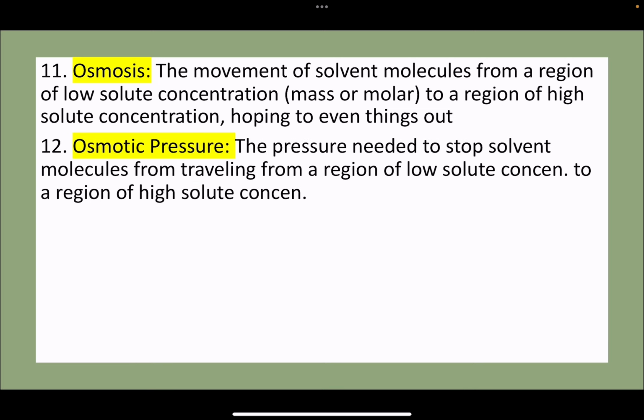Our fourth and last colligative property is osmotic pressure. The term osmosis describes the movement of solvent molecules from an area of low solute concentration to one of high solute concentration. Why do solvent molecules do this? It all comes back to that concept of equilibrium. In nature, forces naturally want to move toward equilibrium.